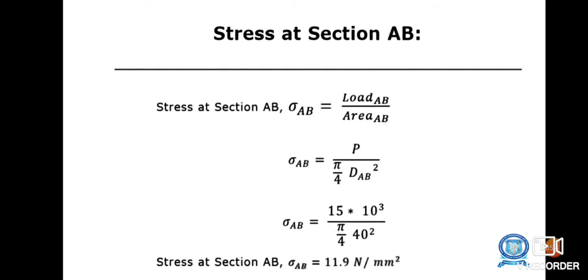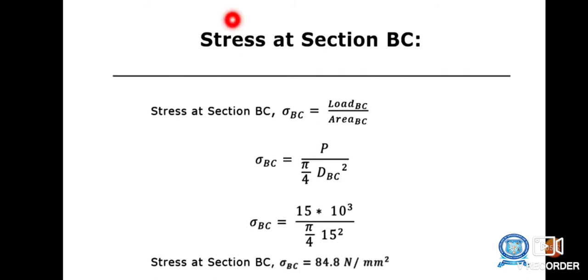Stress on section AB is sigma AB equal to 11.9 Newton per millimeter square. So first of all, we found the stress on section AB, 11.9 Newton per millimeter square. Next, we find the stress at section BC. The same formula will be used: stress is load by area. So stress on BC is equal to load on BC divided by area on BC.